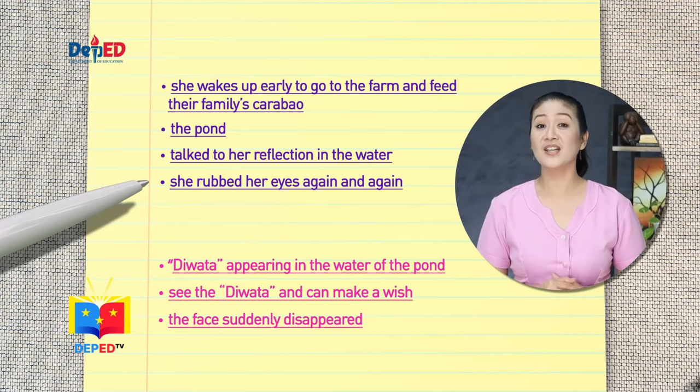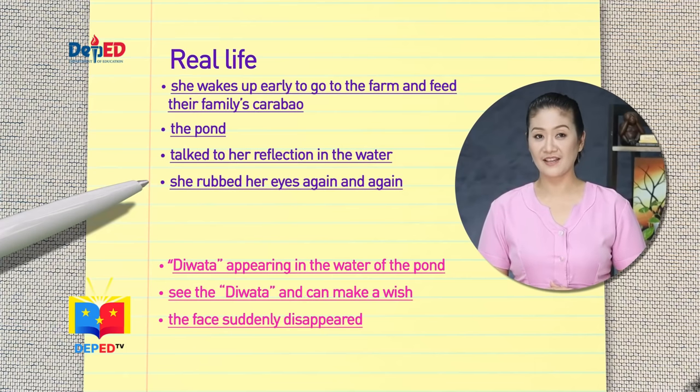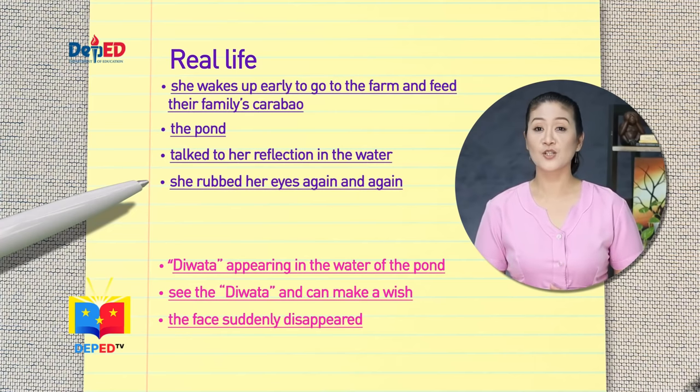These phrases are scenarios that exist in real life. People wake up early. Those living at the farm usually feed their animals, like their carabaos. We can see ponds anywhere. We can also talk to our reflection in the water. And lastly, we can rub our eyes again and again. These happenings can be witnessed by our eyes.